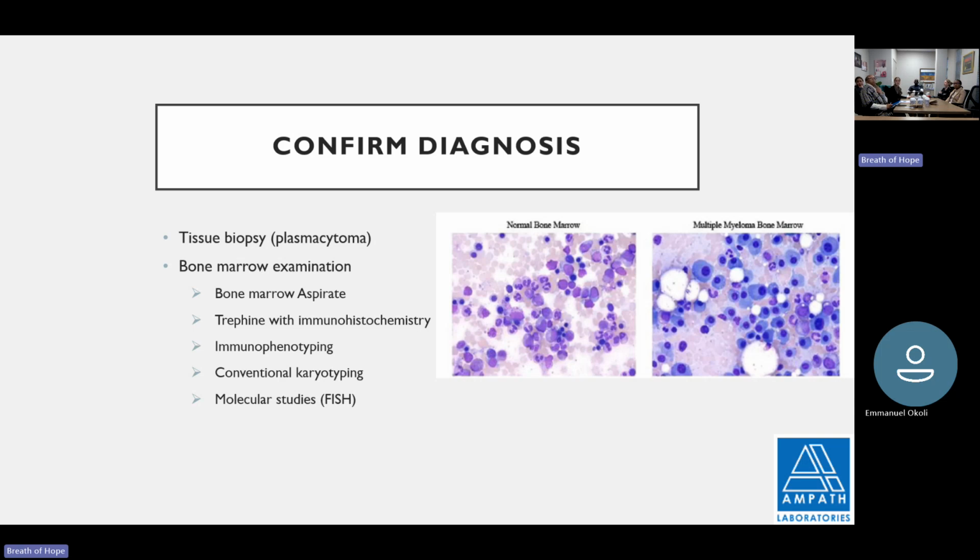And this is again just a picture. This is a normal bone marrow where you can see your granulocytes and nucleated red blood cells. And then in this picture you can see these abnormal plasma cells. Just by scanning this slide, you can see it's already more than 10% plasma cells.